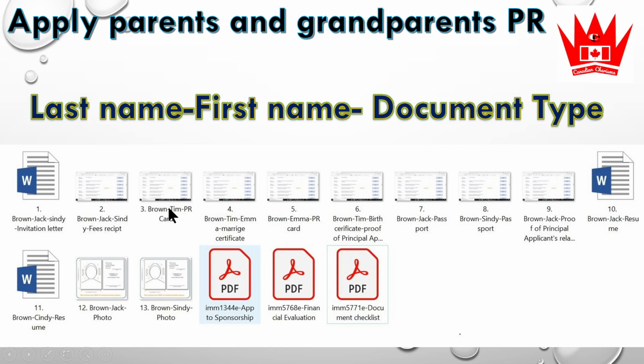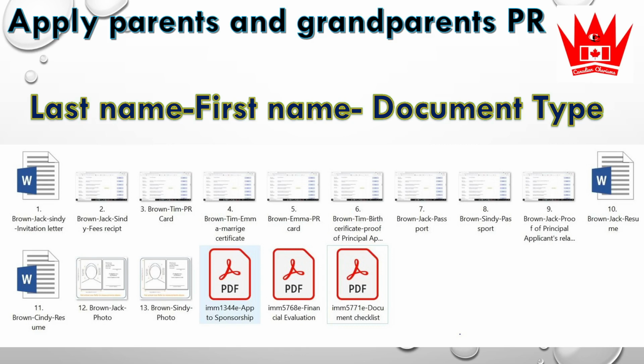Here you can see I said Brown Tim PR card. Brown is the last name, hyphen, Tim is the first name, hyphen, PR card. It is the sponsor's PR card, whose name is Tim Brown. So that's how you need to use the last name, hyphen, first name, hyphen, document type.